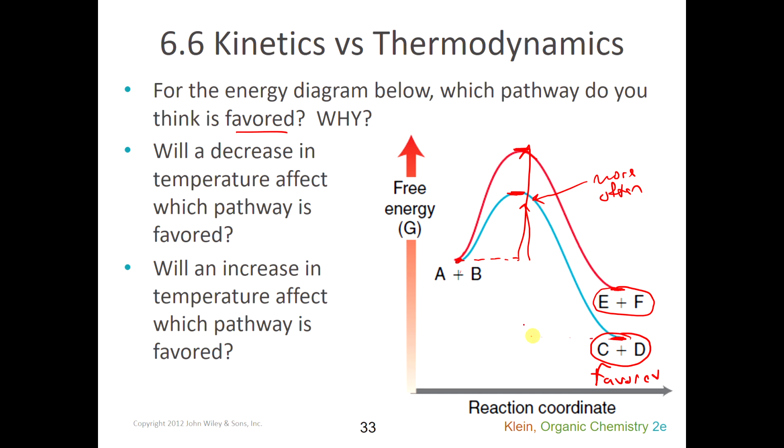To go back, it would require all this energy to be put in a collision, and it won't happen very often. So if I let this one get to equilibrium, I'm going to have almost exclusively C and D because it's lower in energy in the end.